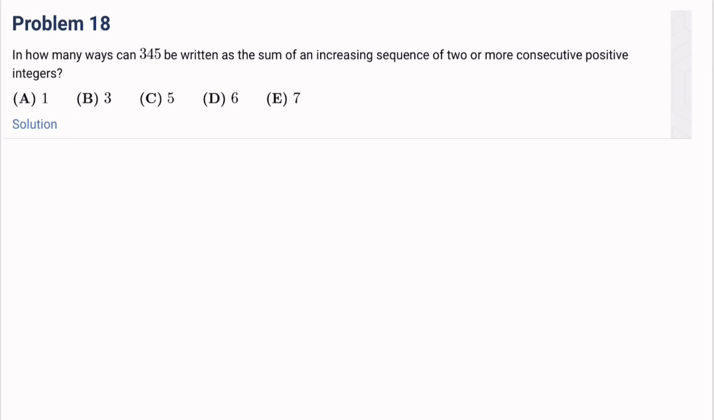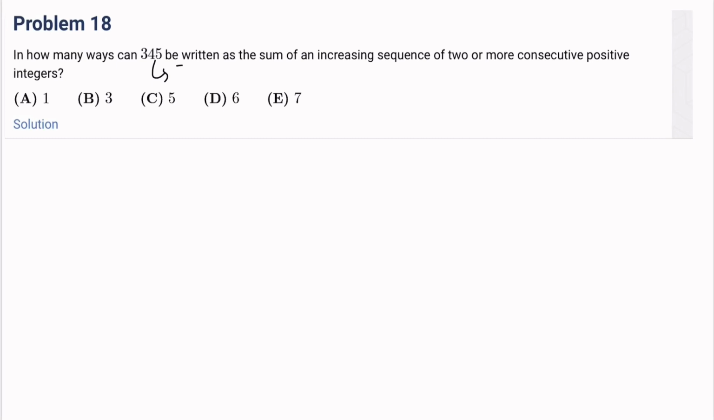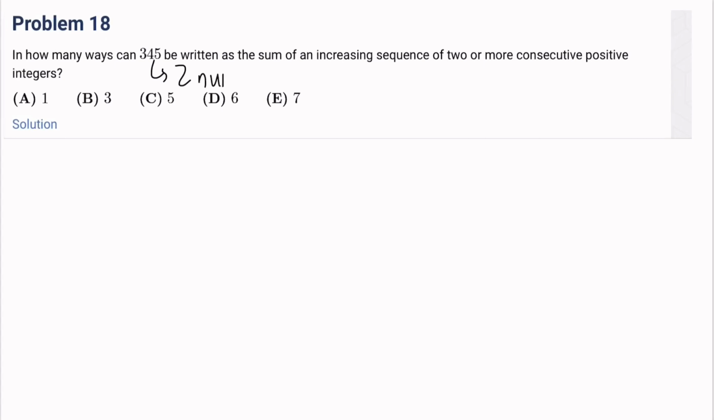Number 18. In how many ways can 345 be written as the sum of an increasing sequence of 2 or more consecutive positive integers? Okay, so since 345 is an odd number, we can write it first as the sum of 2 numbers. And those will be 344 divided by 4 equals 177, so it's 177 plus 178, right? And so it can be written as 2 numbers.